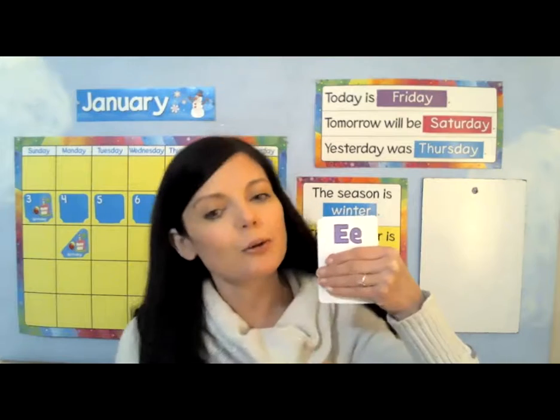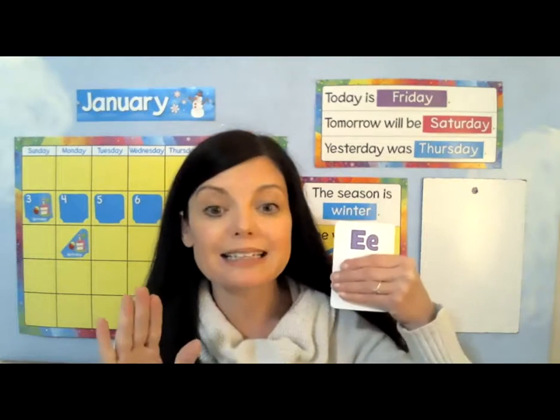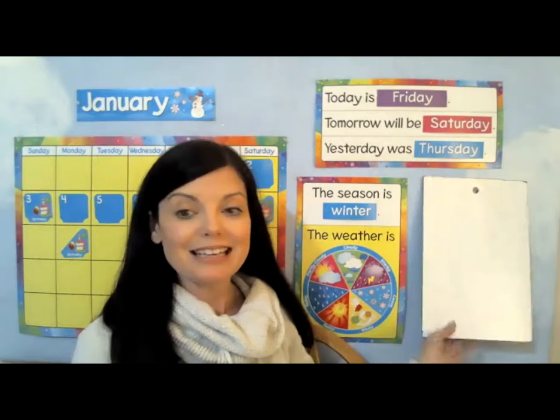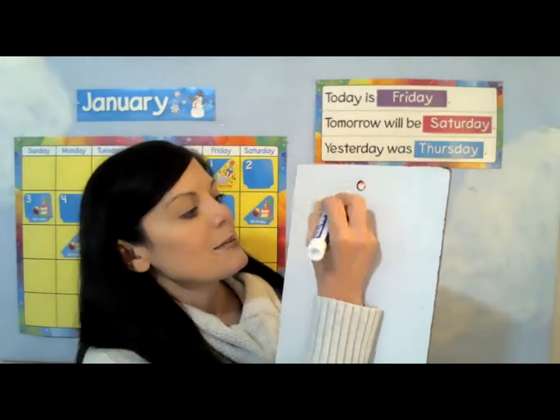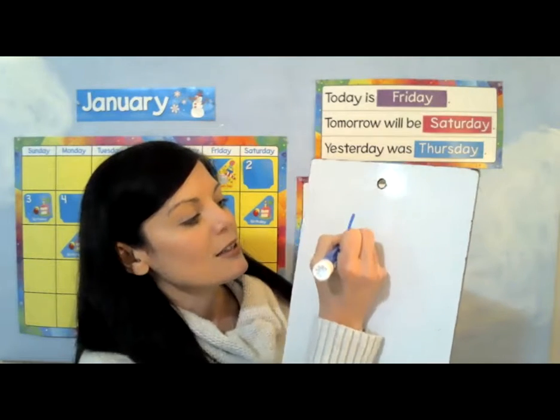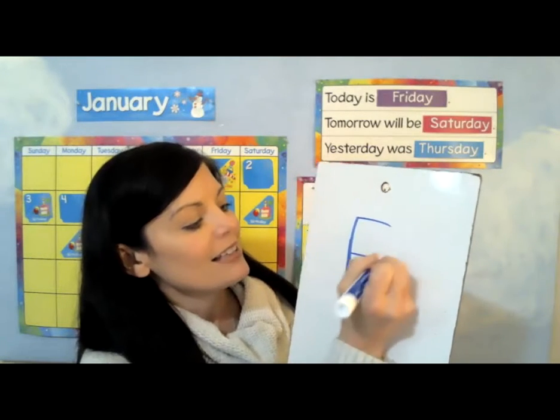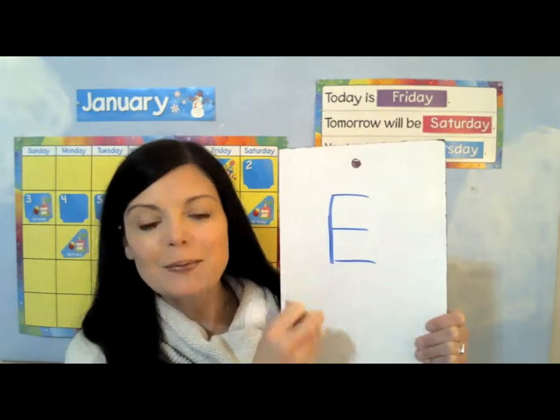E looks like this. The uppercase and the lowercase e are completely different, but don't worry, it's going to be so easy. E is for easy. You're just going to make a number 1, and then you're going to make 3 lines across. So 1, 1, 2, 3. That's the uppercase letter E.